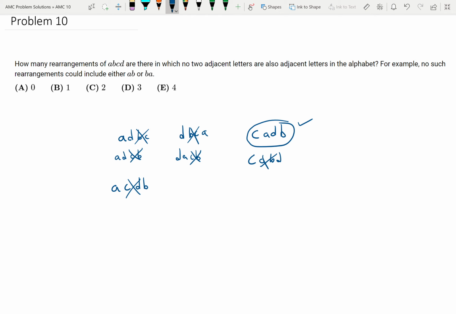Then if we consider if it starts with B, so B, D, A, C, none of those are adjacent letters, so that works. But we'll find the same thing if we did B, D, C, A, then D and C are adjacent, that won't work. Pretty much exhausted all other cases. These are the only two that are going to work. So there are two arrangements we can make. So the answer is choice C, 2.